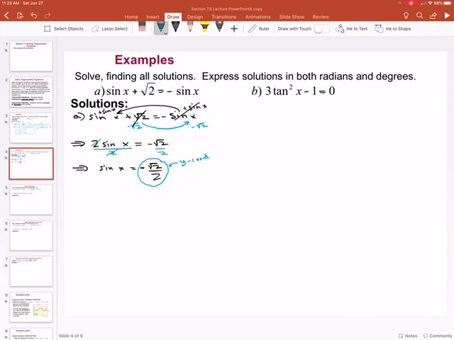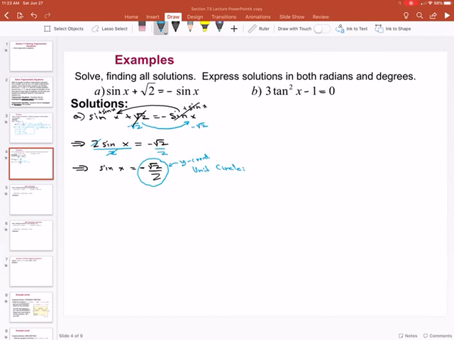Sine's evaluated by y coordinate, cosine's evaluated by x coordinate, tangent's y over x. So as we're thinking back to our unit circle, we go back to a y coordinate being negative square root of 2. We're going to be looking at the 45-degree marks in quadrants 3 and 4, right? In quadrants 3 and 4, we'll get the same values of negative square root of 2.